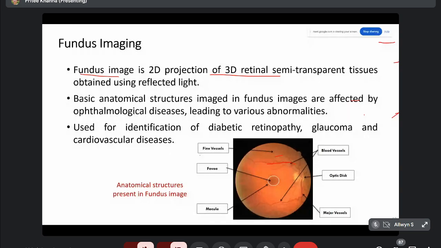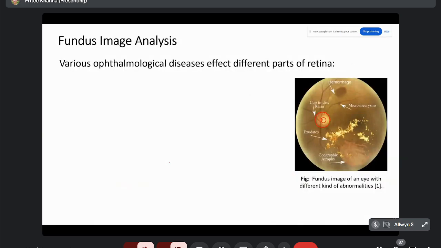What we need to do is keep track of their structure. If these structures are affected by disease, they will show some abnormality, and that is what we need to pick up. If you talk about diabetic retinopathy, glaucoma, any of those diseases, we are going to examine these structures only. We look at how changes appear in these structures, and we can find out the diseases.